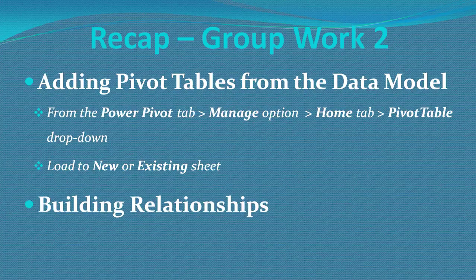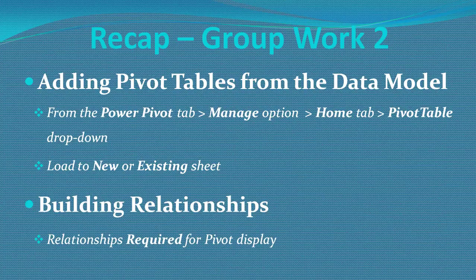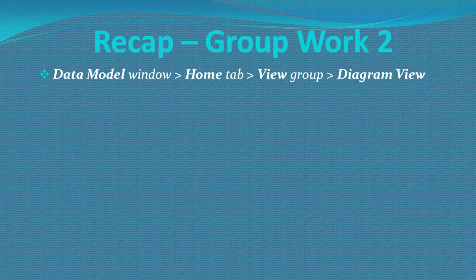Then we had to focus our attention on building relationships between our tables of data. We added some fields into our new pivot table and we noticed that the data wasn't being displayed correctly. So in order to build those relationships, we went back into the data model. On the Home tab under the View group, we selected the diagram view.